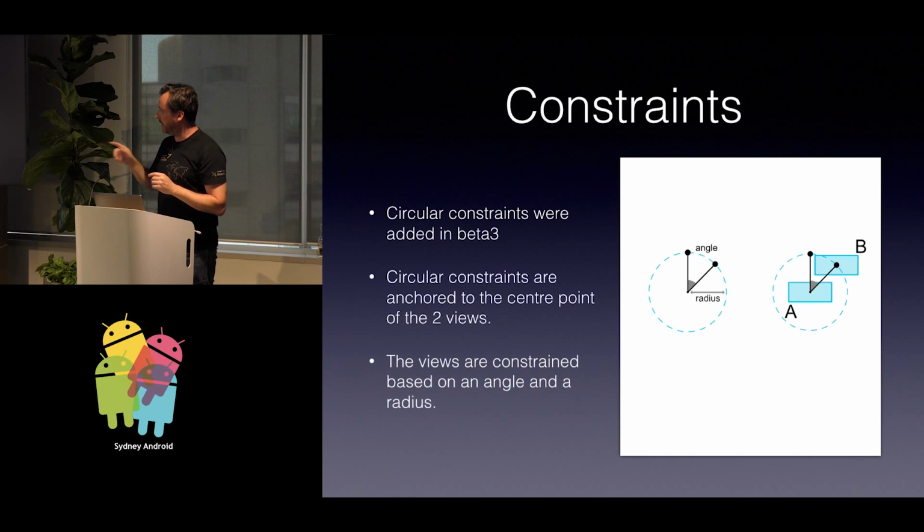So you can have, as in the second example here, 2 views laid out, and you can do some cool animation stuff later on, where if you change the angle or if you animate the angle, you can make views rotate around each other, which is kind of funky. And that's kind of a new one in beta 3.